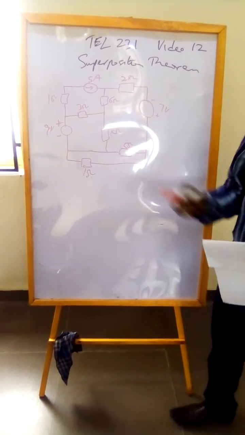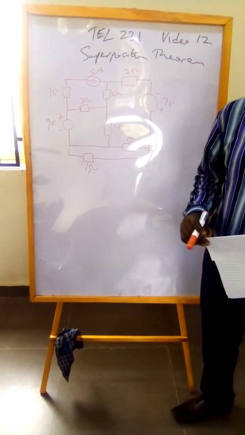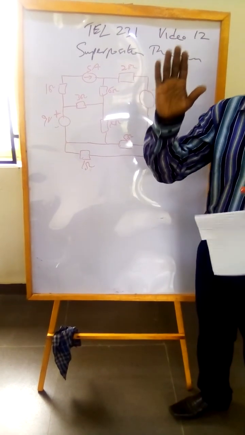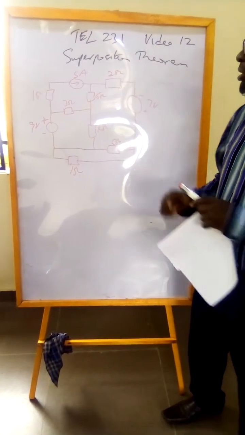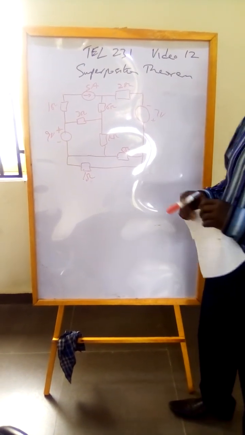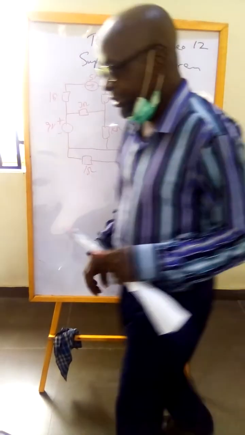This is our video 12, Easter 231. Today we are going to learn the superposition theorem. Like I said, you are going to learn 6 methods. You have learned 2 already in the previous video. This is the 3rd method. We call it superposition theorem. Let's go to the screen.